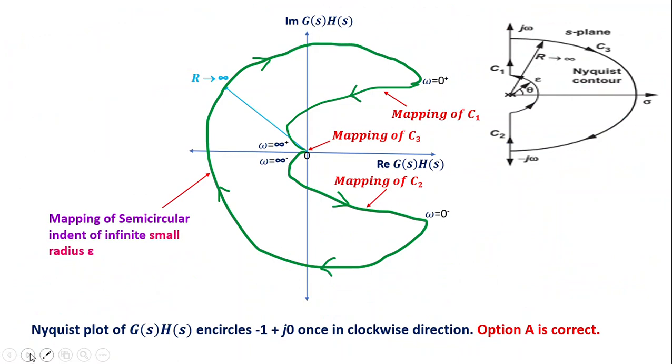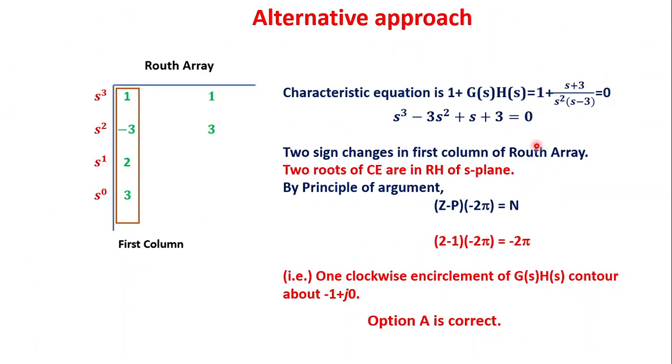So find out 1 plus G(s)H(s), and form the characteristic equation. After forming the characteristic equation, formulate the Routh array in the same manner. If we formulate the Routh array and find the coefficients, we can find that there are two sign changes in the first column of the Routh array. Two sign changes mean two roots of the characteristic equation, that is, two roots of 1 plus G(s)H(s) are present in the right of the s plane.